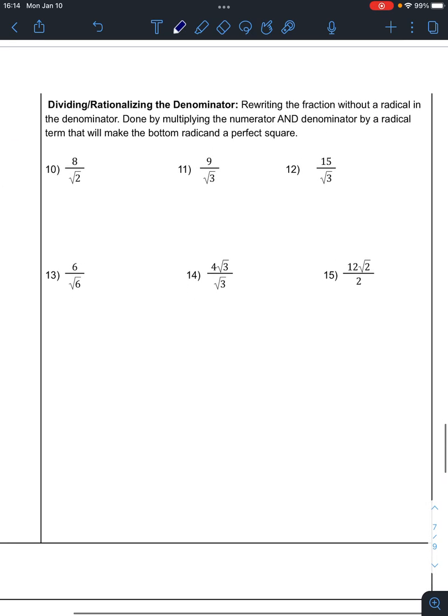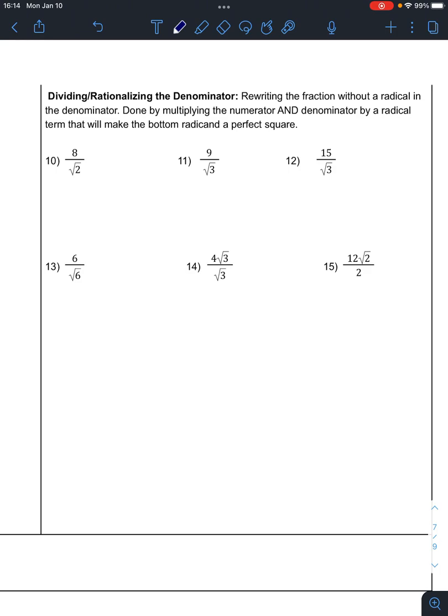And then let's look at a couple of these. Let me show you how it works, and then we'll kind of go into the trick. So if I have 8 divided by the square root of 2, in math, we don't like to leave square roots in the denominators, and so we want to get rid of it. And so the easiest way to get rid of it is to do what I just said. Remember when we did the square root of 3 times the square root of 3, we got 3? So that got rid of the square root.